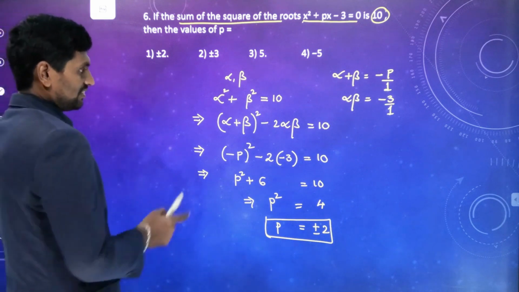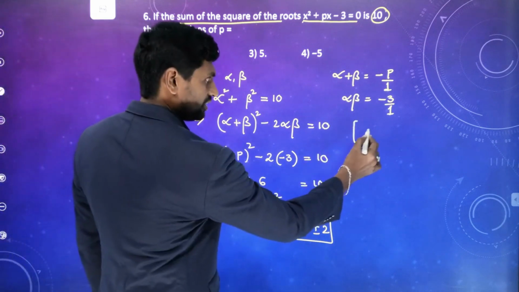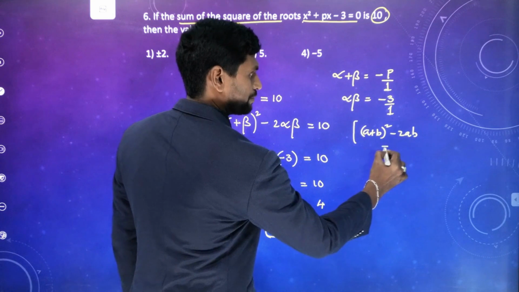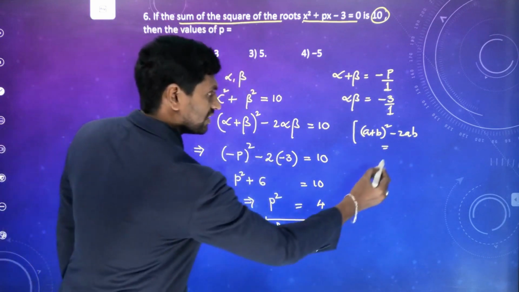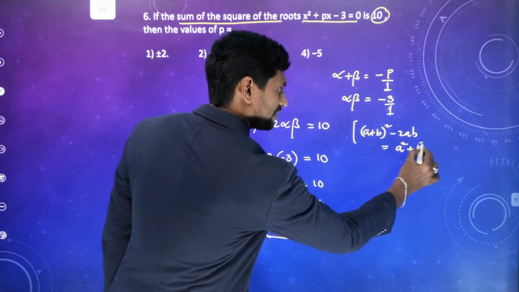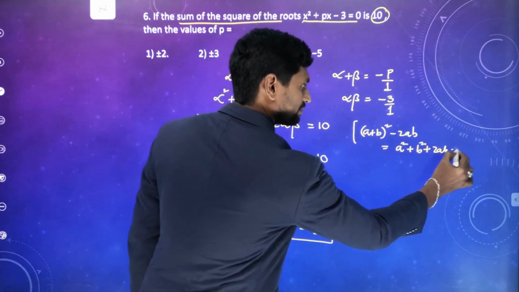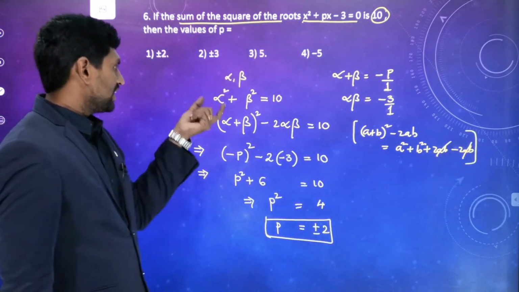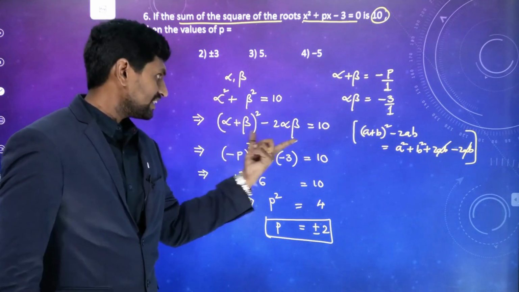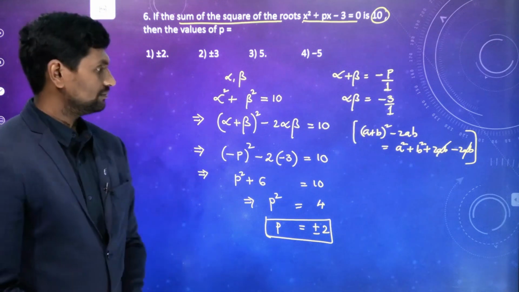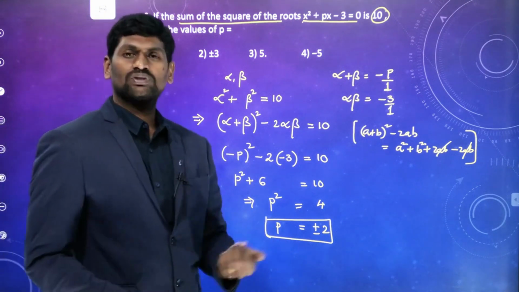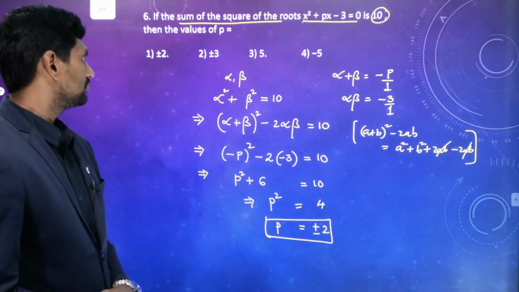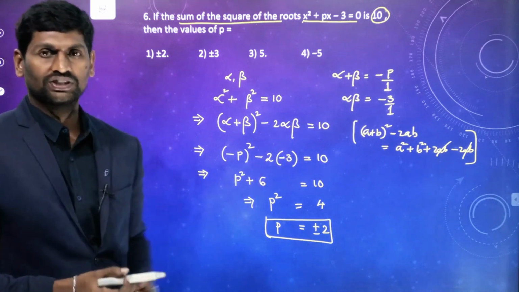So very easy. How is it coming? Like a plus b whole square minus 2ab. If I expand this a plus b whole square formula, a square plus b square plus 2ab, and this minus 2ab. So plus 2ab minus 2ab cancel, leaving a square plus b square. That means here we wrote alpha square plus beta square in this form based on this formula. Or you can directly use the formula which is given in your symmetric form. We already discussed it, right? Going to the next question.